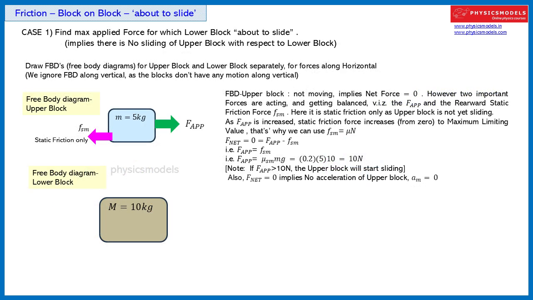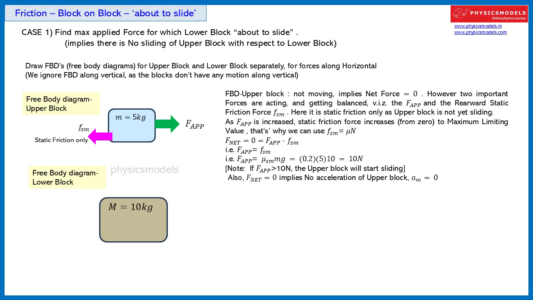Now we solve for case 1. We have to find the maximum applied force for which the lower block is about to slide. Always we have to remember that about to slide means it is not already sliding. That's obvious. But in physics, that means that only static friction is resisting the motion of the block forwards. So the free body diagram becomes simple.